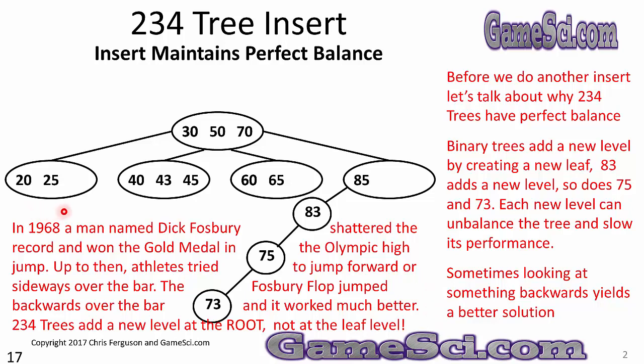In 1968, a man named Dick Fosbury shattered the record and won the gold medal in the Olympic high jump. Up to then, athletes tried to jump forward or sideways over the bar. The Fosbury flop jumped backwards over the bar, and it worked much better. 2-3-4 trees add a new level at the root of the tree, not at the leaf level. When you add new levels at the leaf, you can unbalance the tree. We're going to look up here and add new levels to the tree up here.